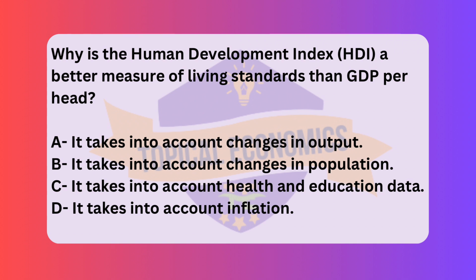Lastly, option D. It takes into account inflation, is also incorrect. The HDI does not directly account for inflation. However, GDP per head can be adjusted for inflation to measure real GDP per capita, which reflects the real value of output. HDI, on the other hand, adjusts for purchasing power parity, PPP, to account for differences in cost of living between countries, but inflation itself is not a factor in the HDI.